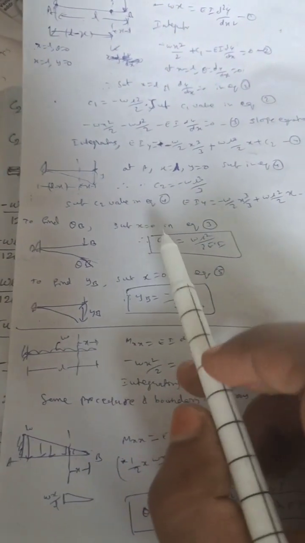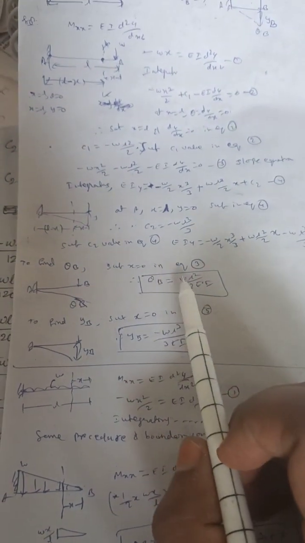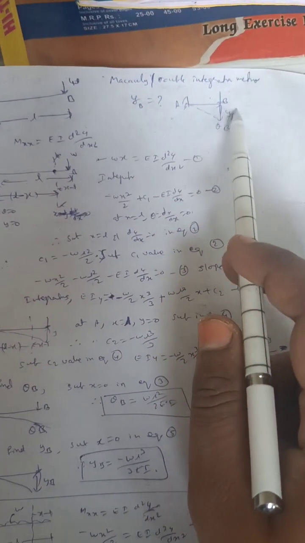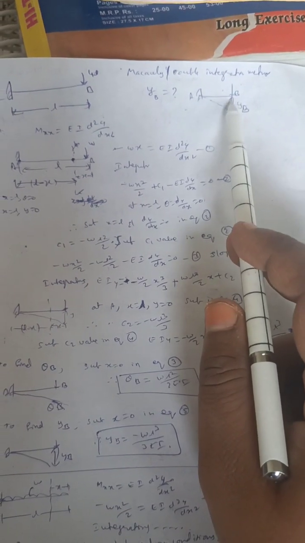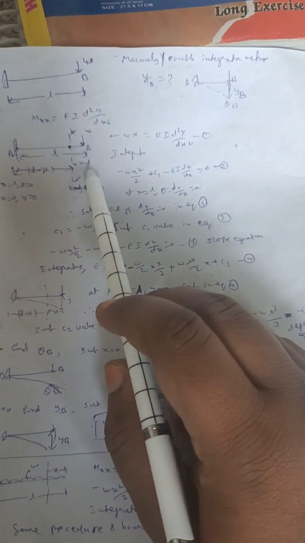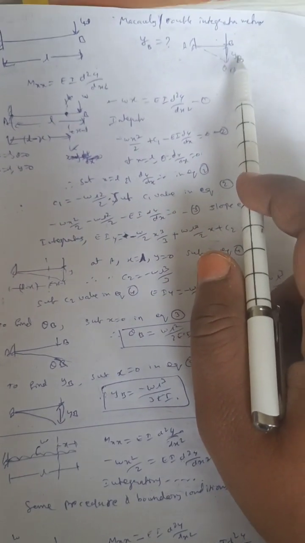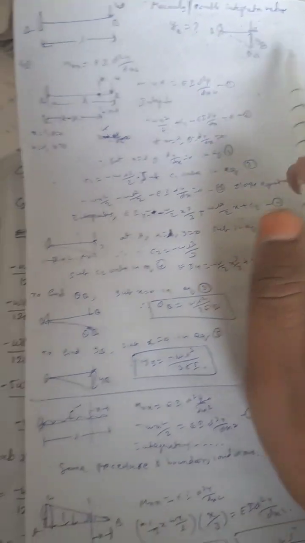So to find theta B, we need to substitute x equal to 0 in the slope equation, that is, in equation 3. Why do we need to substitute x equal to 0? Because at B, x is 0. See, x is the distance from B, so x is 0 at B. Therefore, substitute x equal to 0 in the slope equation to get theta B, and substitute x equal to 0 in the deflection equation to get YB.